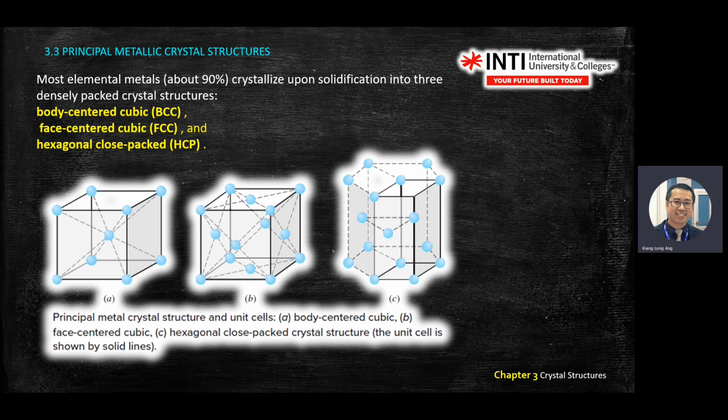How does HCP form? You have 6 corners, and I think this means one atom here. So you have 1, 2, 3, 4, 5, 6, 7. The top and bottom are the same. But what is different is in the middle of HCP, we have 3 atoms at the center of the body. We have 3 atoms packed at the center of the body. So this is how you draw the crystal structure and unit cell.